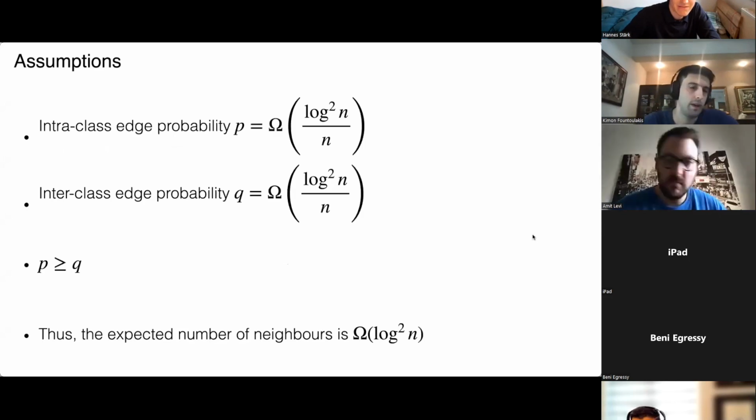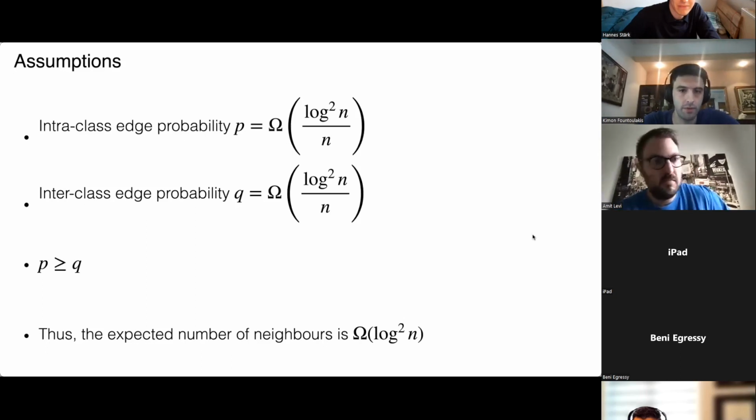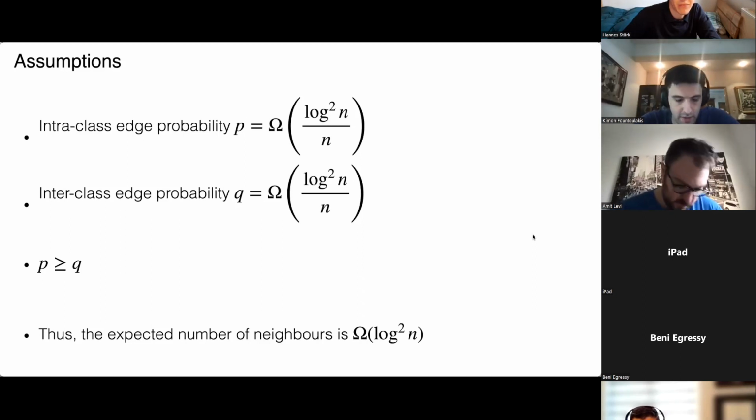Okay, good. So assumptions. We have two assumptions. The first is for the intra-class edge probability. We require it to be at least log squared n over n, where n is the number of nodes. The inter-class edge probability Q also has to be at least log squared n over n. And we also require P to be larger than Q, although, for the friend who asked the question about P and Q, you don't really need that for GAT to drop edges in the easy regime, but we have it here because for the node classification problem to make sense.